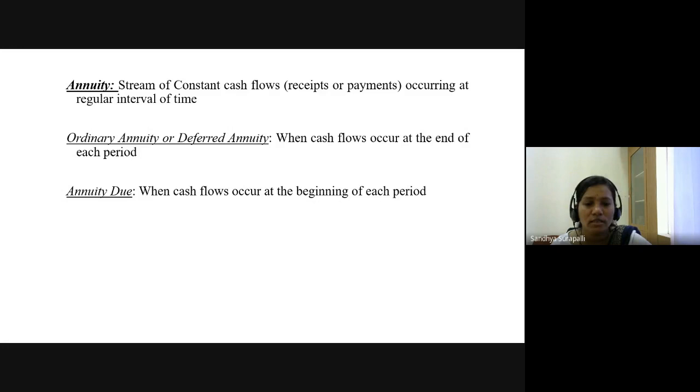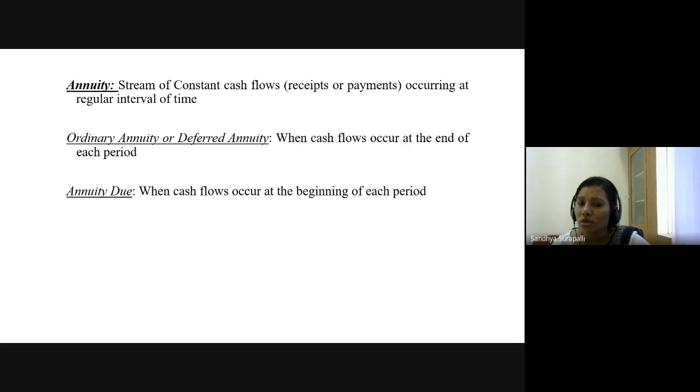Every month, say 30,000 is the pension your grandfather is receiving. So every month it is the same. It is known as an annuity. Or you have opened a recurring deposit, and they are asking you to deposit some fixed amount every year. So every year you are depositing 20,000, 20,000, 20,000, 20,000. The value or the size of the cash flow is not changing. It can be inflow or outflow. That is known as an annuity.